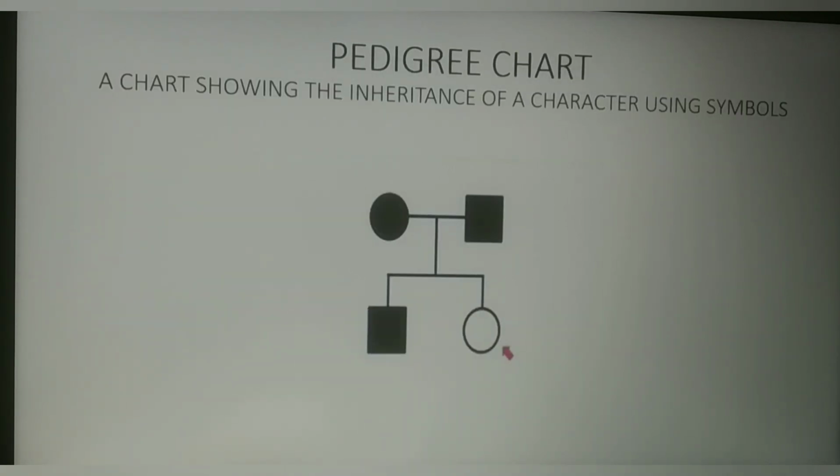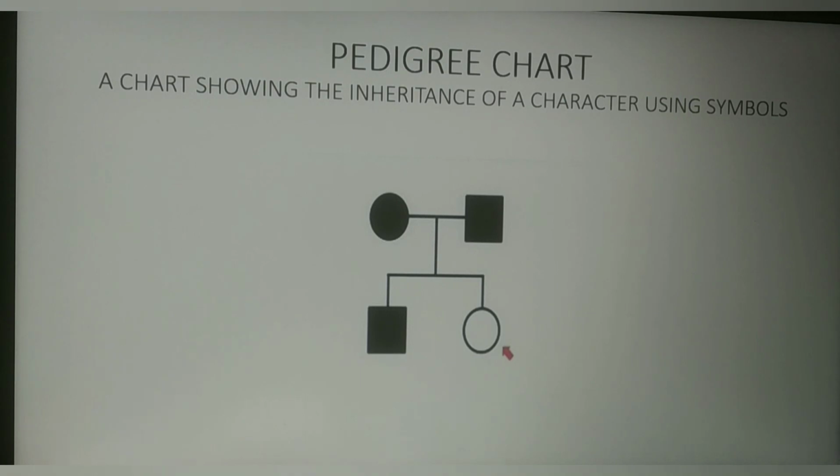Now next is, what is a pedigree chart. A pedigree chart, as I told you in the definition, is a chart showing the inheritance of a character using symbols. Symbols are used, as you can see in the figure, to show the inheritance of a particular character. Here, the circles that you see represent the females. You can see a shaded circle and a hollow circle, which is not shaded. So the circles, whether shaded or unshaded, represent the females, whereas the squares represent the males.